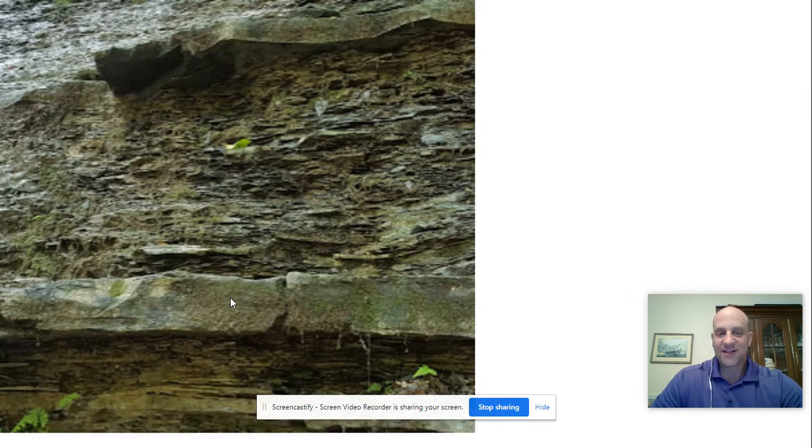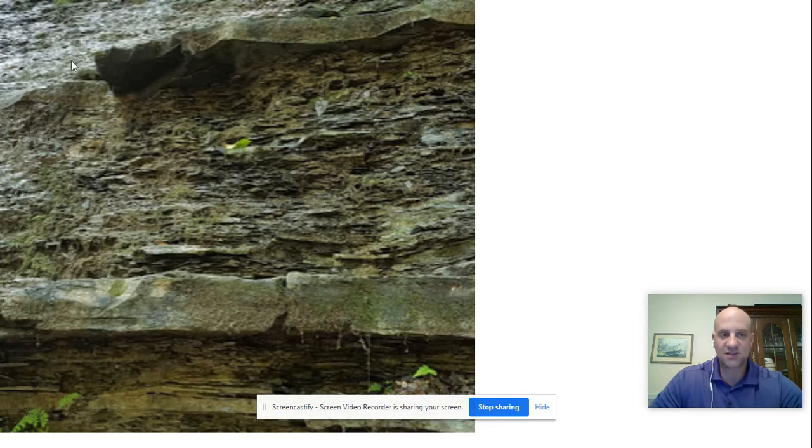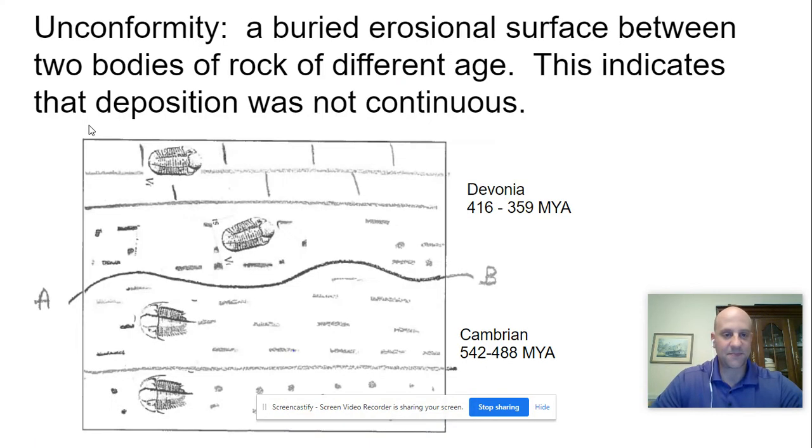This is a real world example from Western New York State where we have sedimentary rock layers. We have a shale would be the oldest in this picture, followed by a siltstone, more shale, more siltstone, more shale. That's the law of superposition in action.